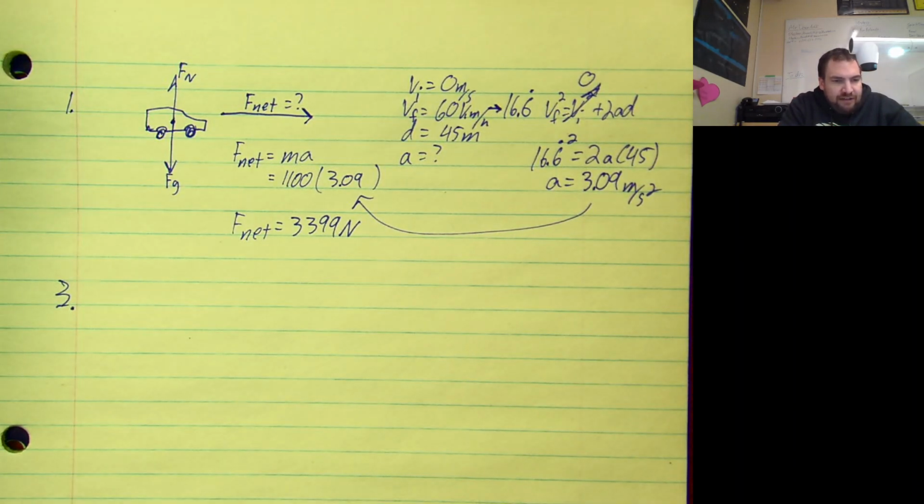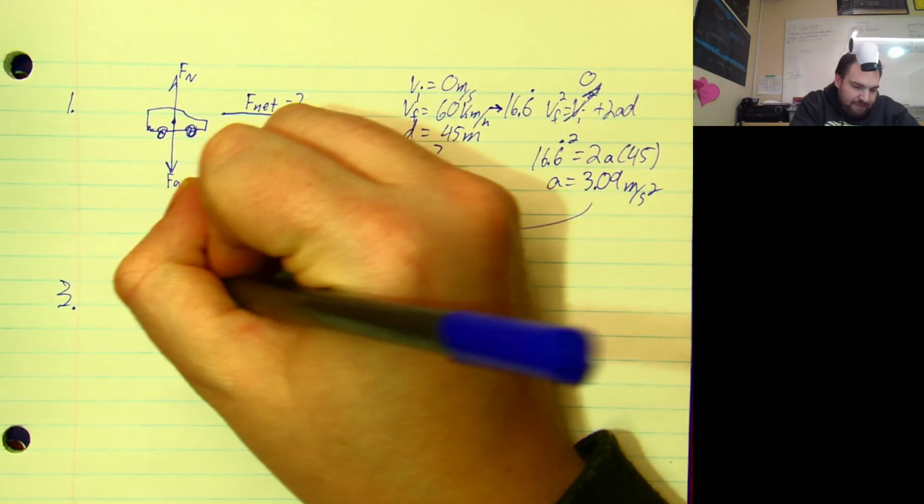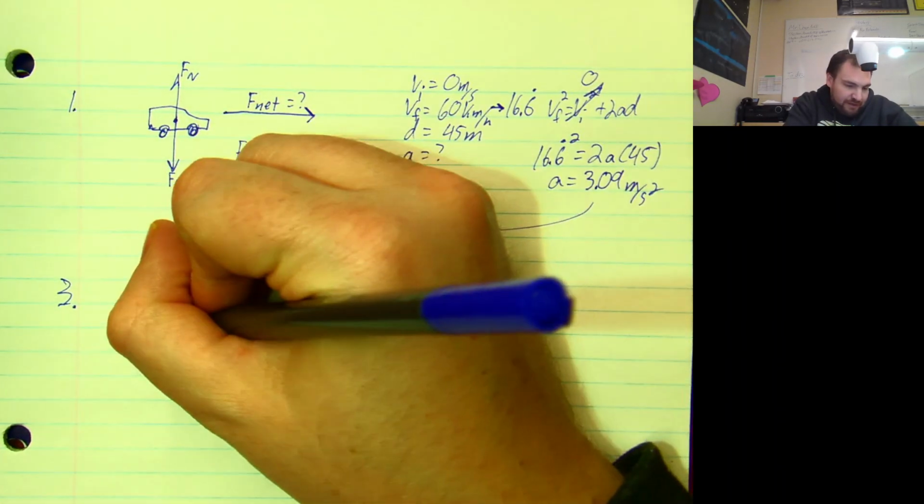What's happening in 3? We have a 950 kilogram car traveling at a constant speed of 35 meters per second. If 350 newtons of friction act on the car, what is the applied force provided by the engines? Okay, we'll draw this thing out for the sake of time. There's my car.